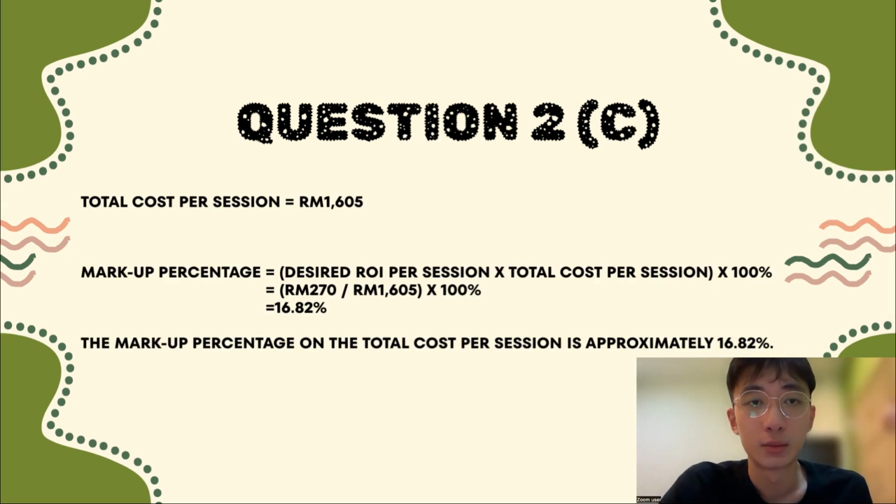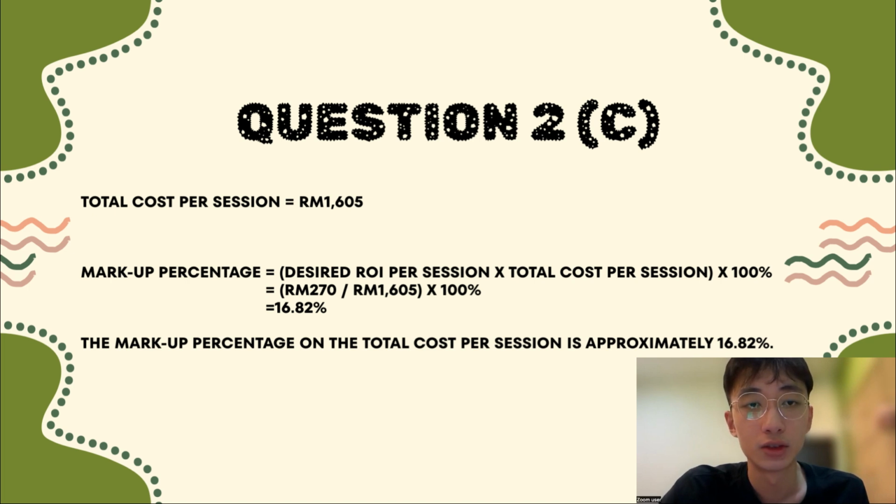Hello, madam. My name is Qin Zheng. In this part, I will explain how I get the markup percentage. First, from our previous calculation in question 2A, we know that the total cost per season is RM 1,605. This includes both our variable and fixed cost per season.